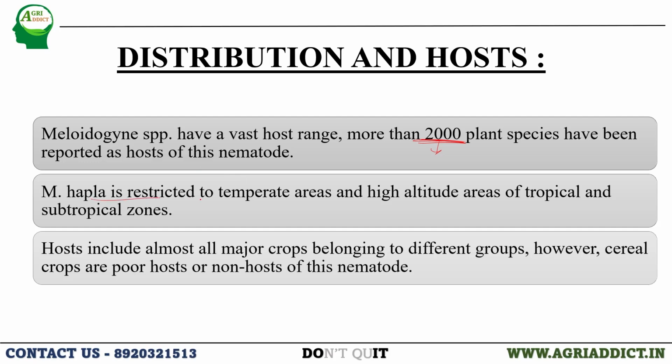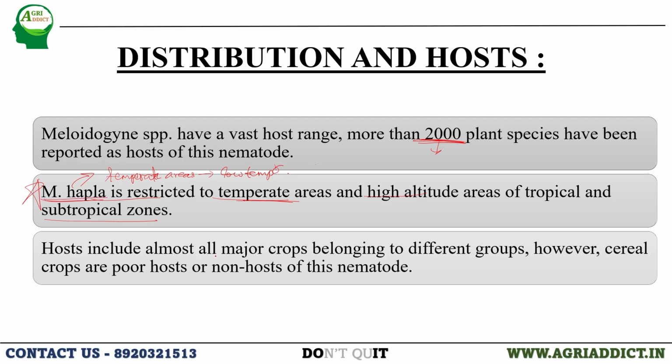Meloidogyne hapla is restricted to the temperate areas and high altitude areas of tropical and subtropical zones. This is important because it is specific for this type of nematode. Hapla is mainly restricted to temperate areas. What does it mean? It prefers low temperature, and it can also be seen in hilly areas of Himachal Pradesh and Assam. So this is important: Meloidogyne hapla is restricted to temperate areas.